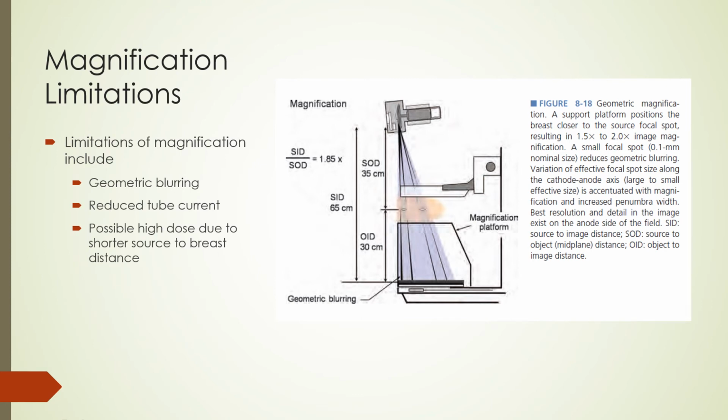There are some limitations when magnification imaging is used in mammography. Even with a 0.1 mm focal spot, magnification can produce geometric blurring. Because of the small focal spot size, there is also a tube current limitation. With the use of the magnification stand, the breast is closer to the source of radiation, but this increased dose is offset by the removal of the grid, which reduces the Bucky factor by 2 to 3.